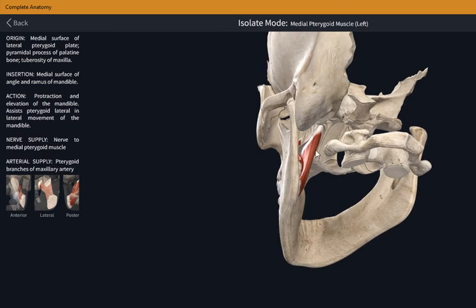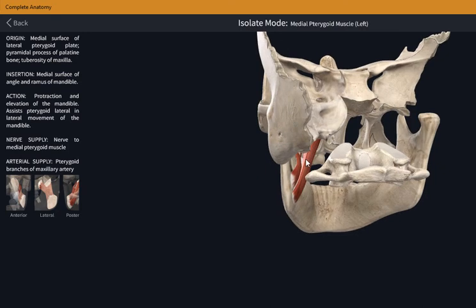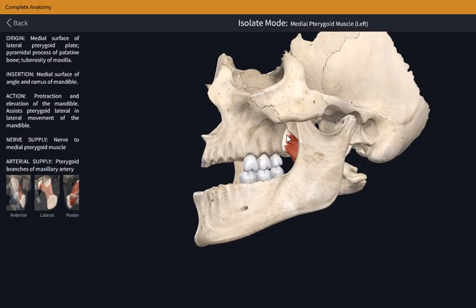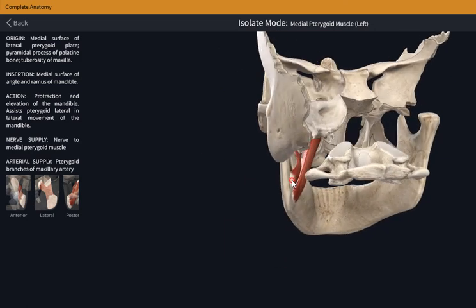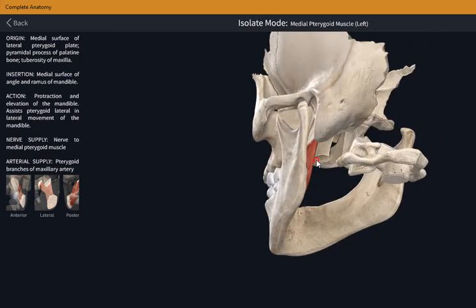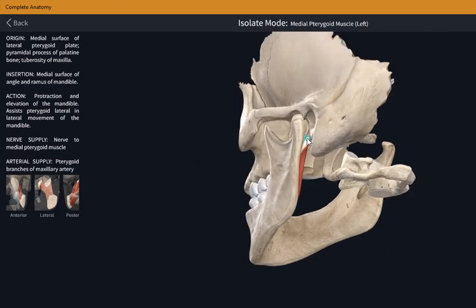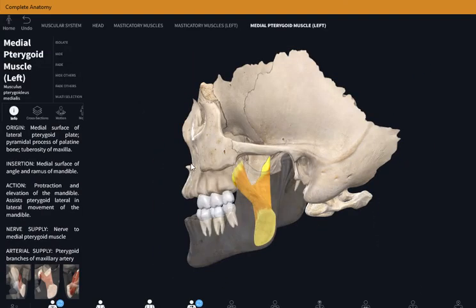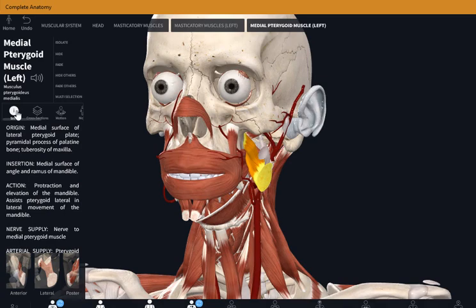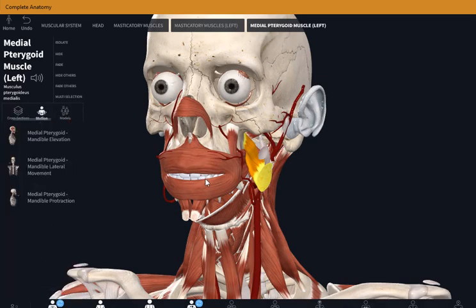So it consists of two portions. It has one head originating in the pterygoid fossa to the angle of the mandible, and another head here. Let's see the origin of the other head: it originates from the maxillary bone and ends up at the angle of the mandible. So that's the origin and insertion of the medial pterygoid muscle. Now we can pass to the next one, which is the motion.